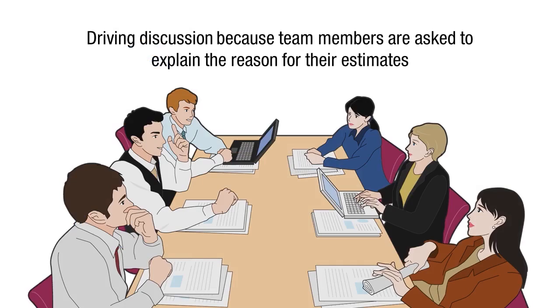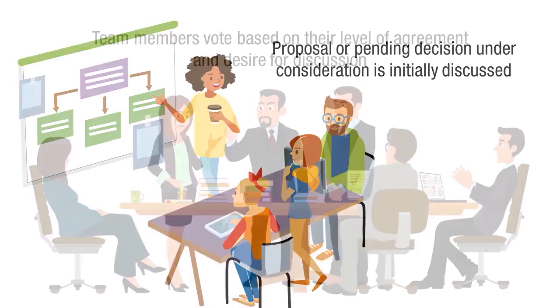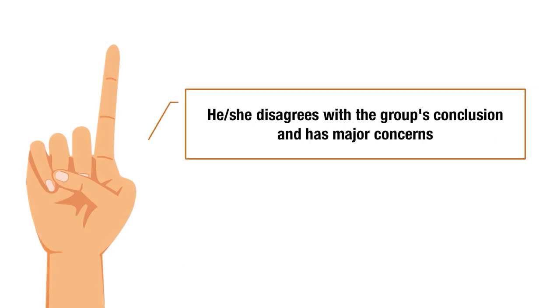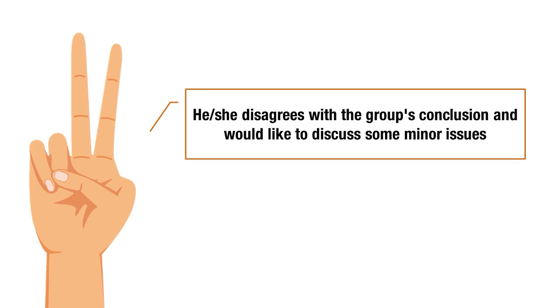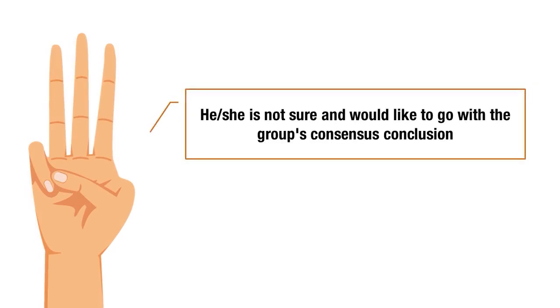Used as a general consensus building technique, the proposal or pending decision under consideration is initially discussed. Then, the team members vote based on their level of agreement and desire for discussion. If a team member raises one finger, it means he or she disagrees with the group's conclusion and has major concerns. If a team member raises two fingers, it means he or she disagrees with the group's conclusion and would like to discuss some minor issues. If a team member raises three fingers, it means he or she is not sure and would like to go with the group's consensus conclusion.